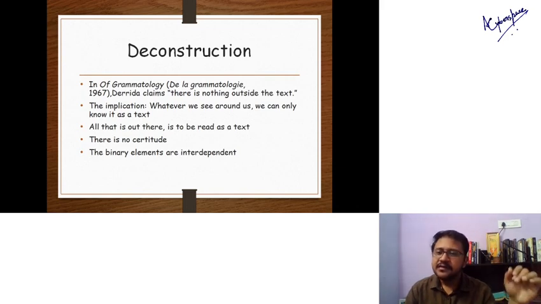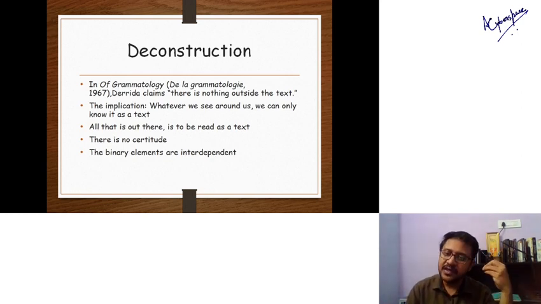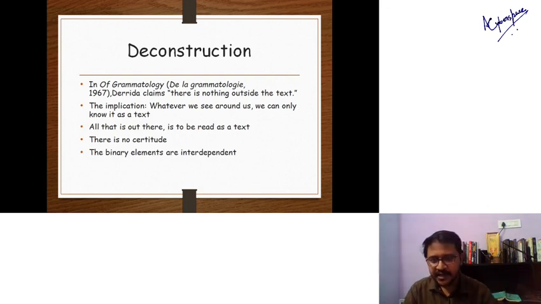And in Of Grammatology, Derrida claims that there is nothing outside the text. This is again a very, very political statement. There is nothing outside the text. Now, the implication of this is that whatever we see around us, we can only know it as a text, right? So he is not actually trying to reduce everything to the textual world. In fact, he is not very much interested in literary criticism. When he says that there is nothing outside the text, what he means is that we can only know everything around us as a text, not something which is truth, which is ultimate, right? And all that is out there is then to be read as a text.